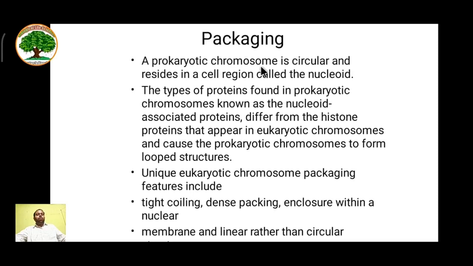A prokaryotic chromosome is circular and resides in the cell region called the nucleoid. So in the nucleoid there is a presence of DNA. The types of proteins found in a prokaryotic chromosome are known as nucleoid-associated proteins, that are different from histones that appear in the eukaryotic chromosome, and they cause the prokaryotic chromosome to form a looped structure. Unique eukaryotic chromosome packaging features include tight coiling, dense packing, enclosure with a nuclear membrane, and linear rather than circular DNA.